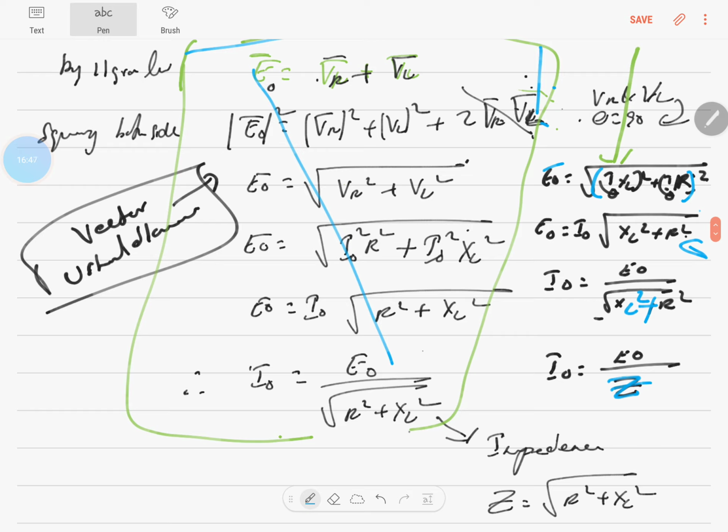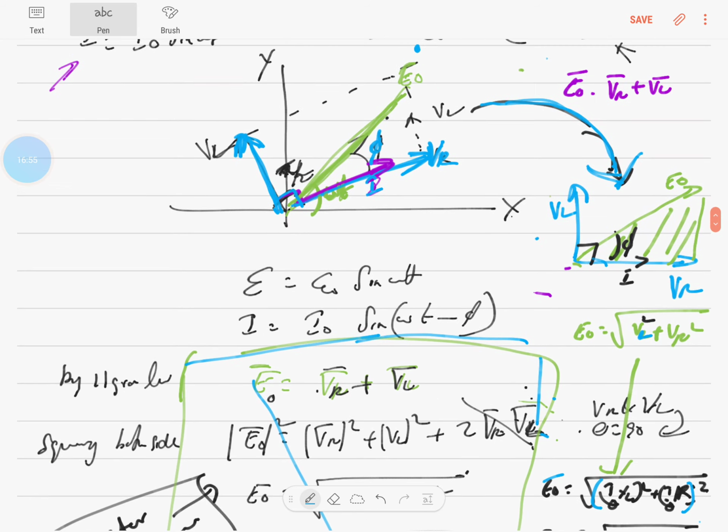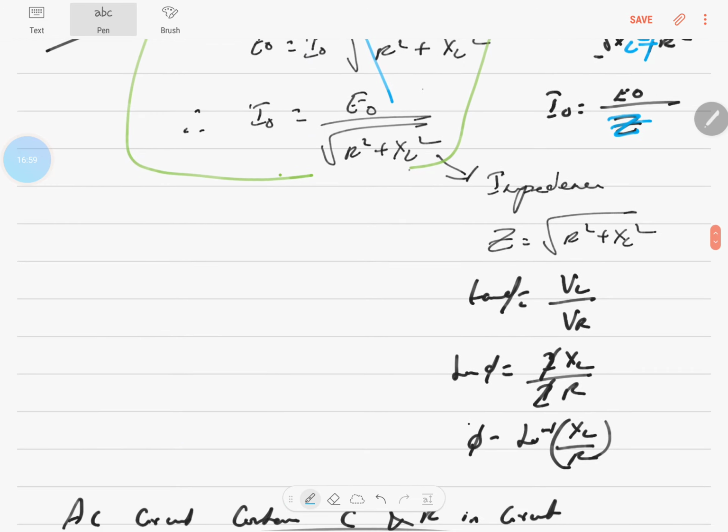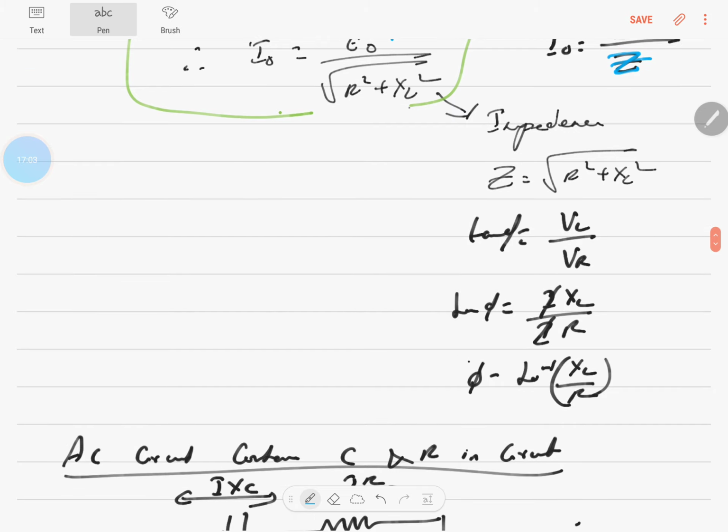which is called impedance. It is not called inductive reactance anymore because resistance is added, so we call it impedance. And you can even find tan phi from the diagram. Tan phi is opposite by adjacent, which is VL by VR. So it's VL by VR, which is I into XL by I into R, I gets cancelled. So phi is tan inverse of XL by R.